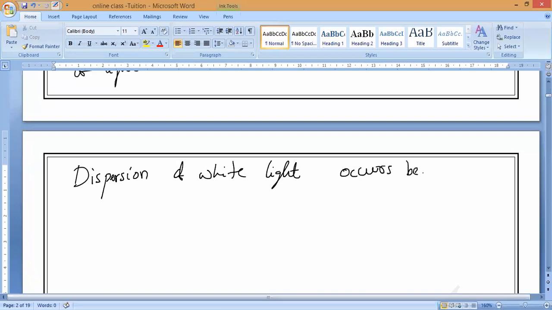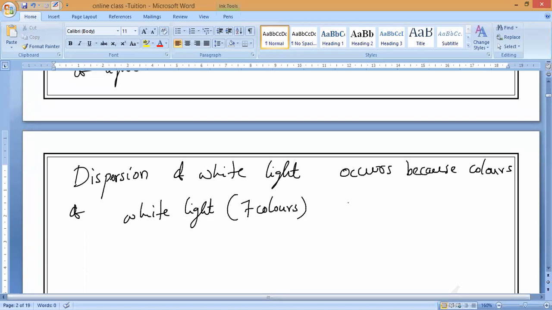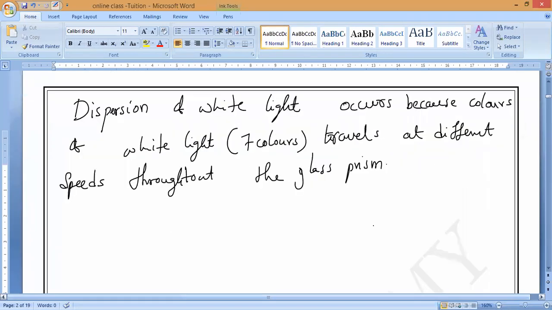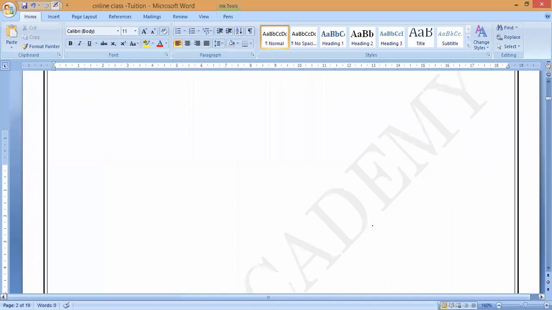Dispersion of white light occurs because the 7 different colors of white light travel at different speeds through the glass prism. Is that okay, guys? Yes, sir.